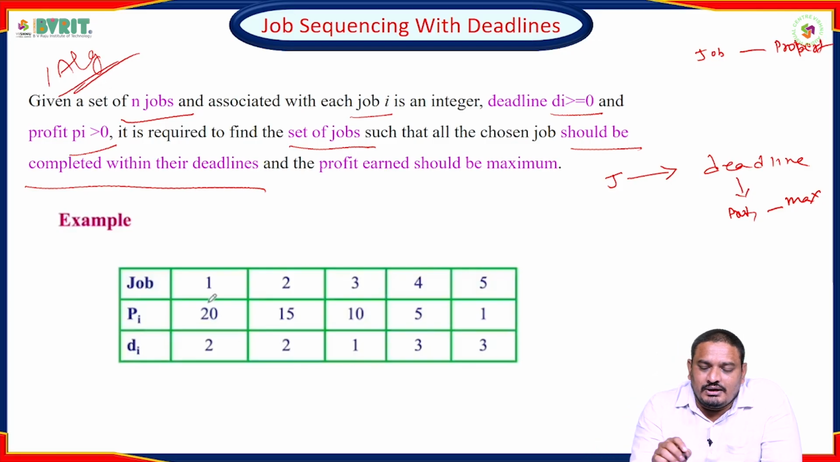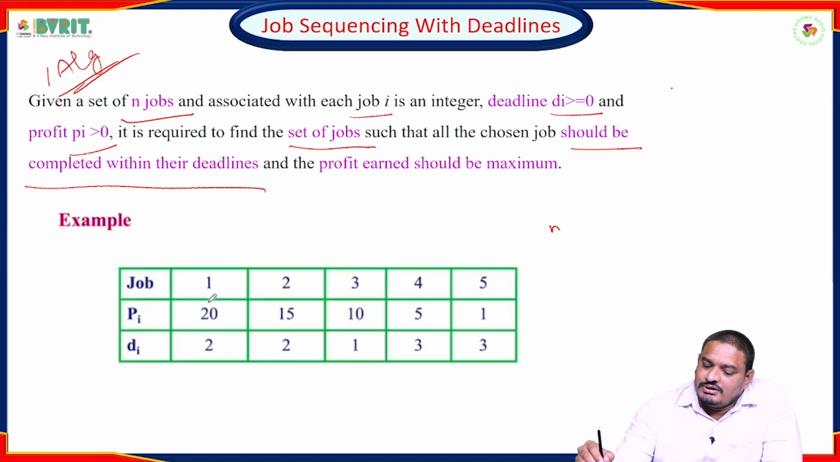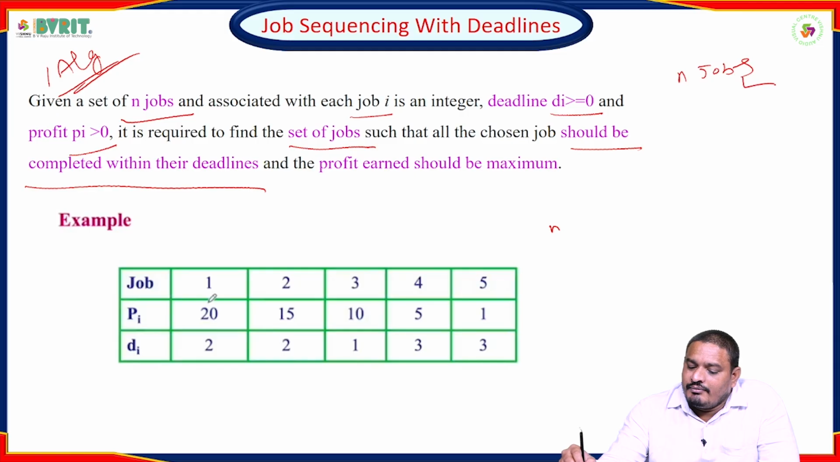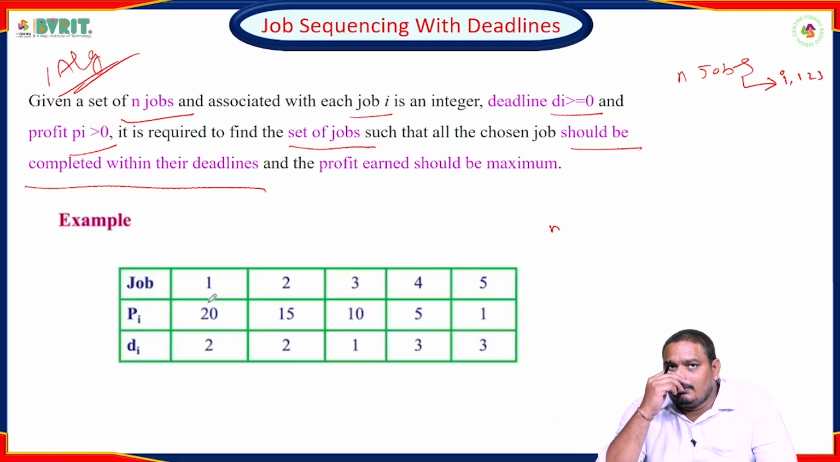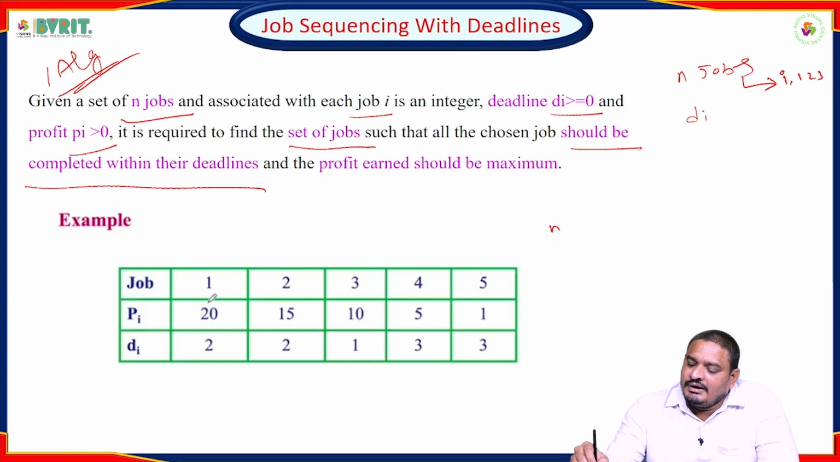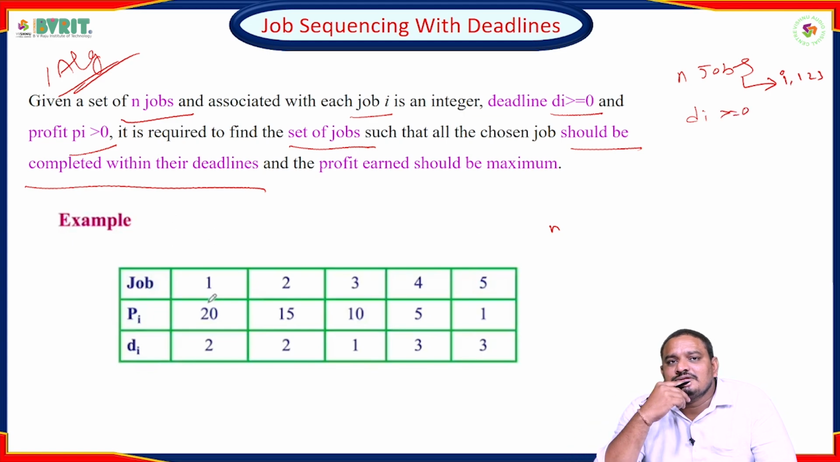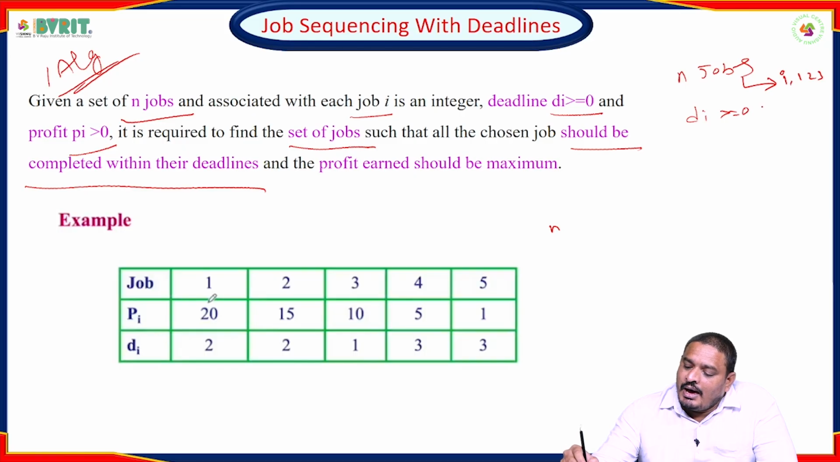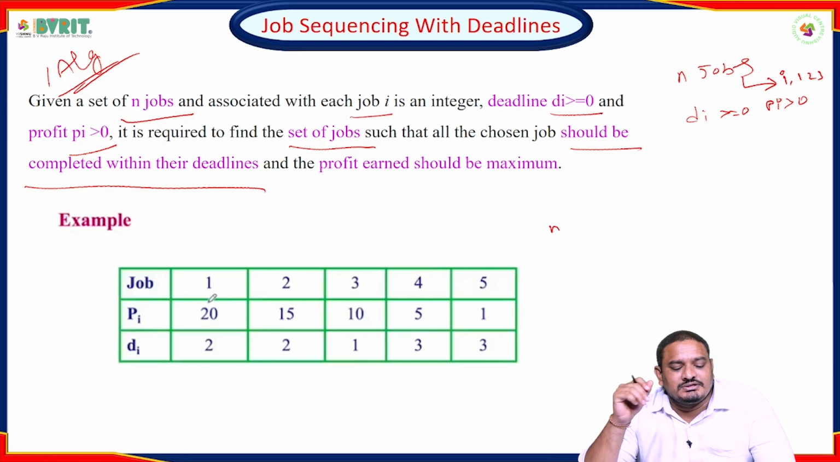Let me repeat this once again. Given a set of n jobs, each job has an integer index, like job 1, 2, 3, 4. For each job, the deadline di is greater than or equal to 0, and every job earns some profit. The profit is also greater than 0. Those are the two conditions.